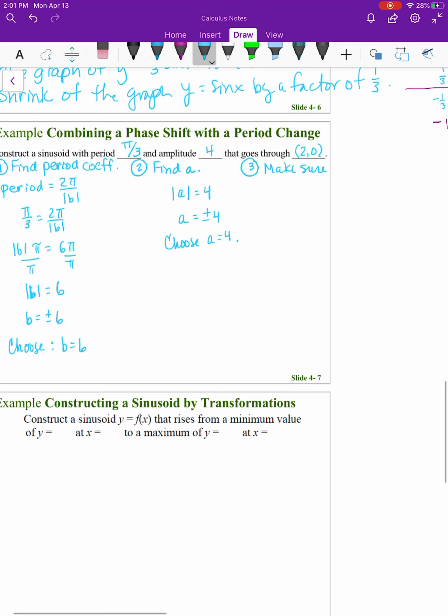The third thing we're going to do when we're creating our own function, given what we've been given, we have to make sure the graph contains the point 2, 0. Okay, so the third thing we're going to do is make sure that it does. Because right now, we have our A and our B. Our A is 4, our B is 6. Okay, but what kind of shifting has to go on to make sure that it passes through 2, 0?